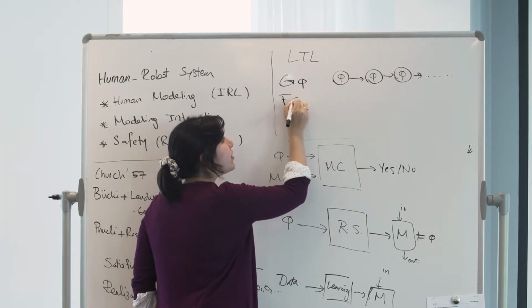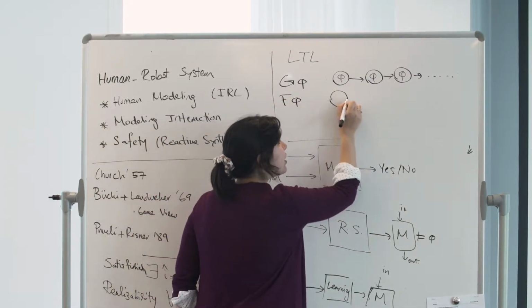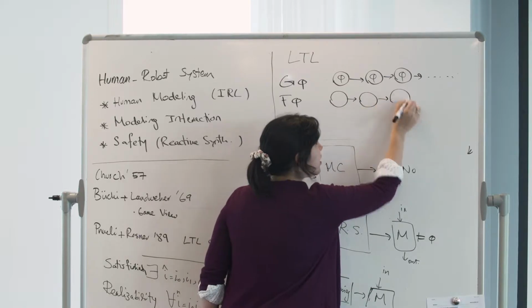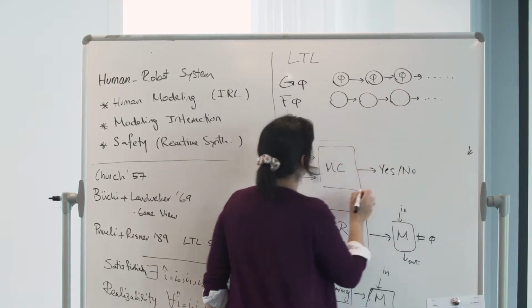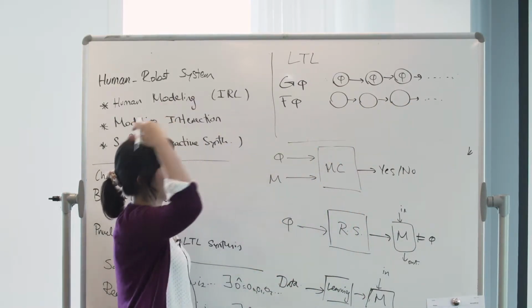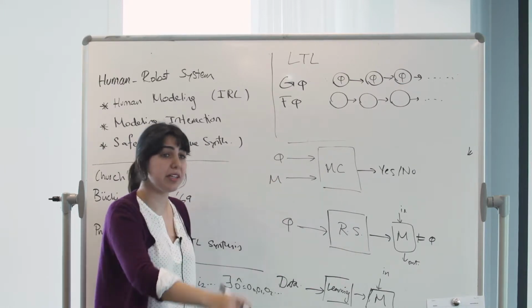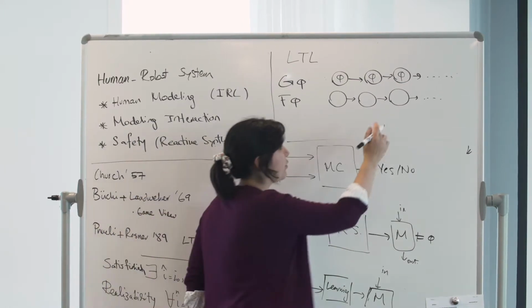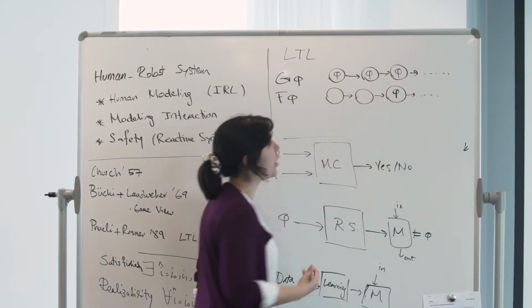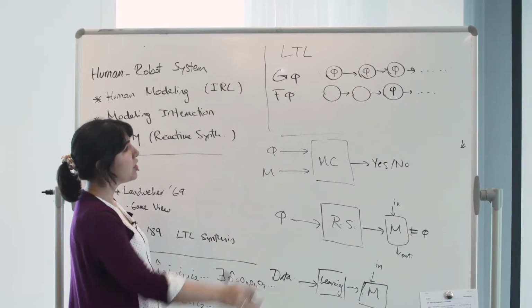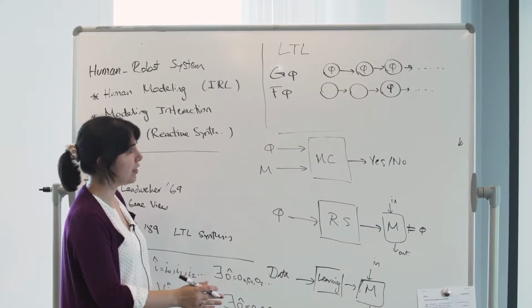You can also have eventually phi. So eventually phi is kind of a good abstraction of saying phi is going to happen at some point in the future. I don't know when, but it's going to eventually happen. So it's not telling us a when, but it is telling us somewhere in the future we'll see phi.